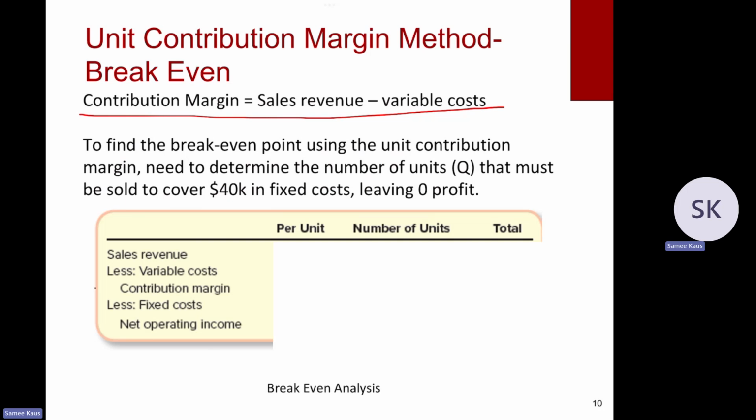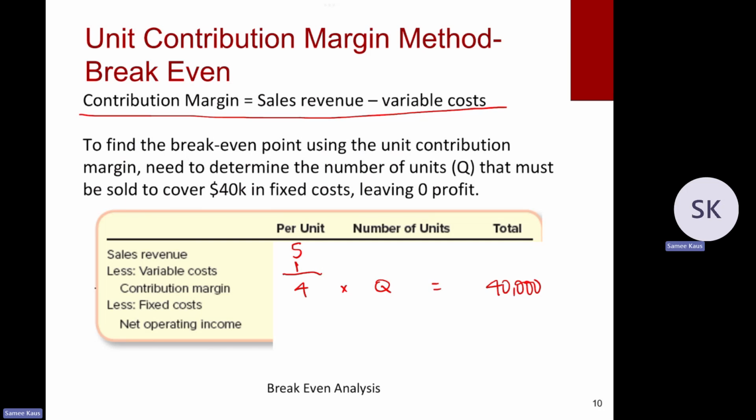So in this case, I'm just going to plug in and say, I know that my sales revenue is 5. I have variable costs of 1. So I have a unit contribution margin of $4. Okay. So now I have to say, well, how many units am I selling? Well, I don't know yet. That's what I'm trying to solve for. And I'm going to set that equal to what? My 40,000.